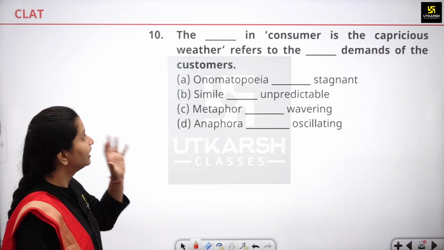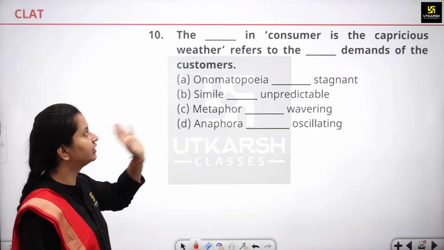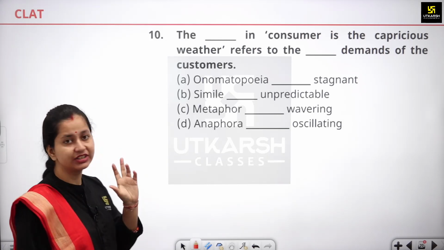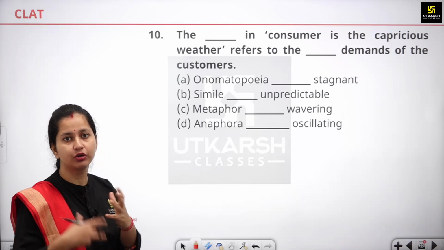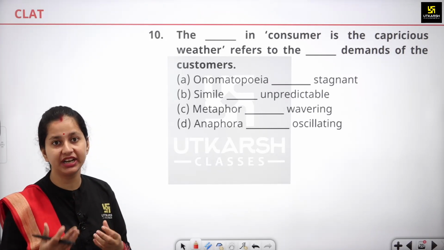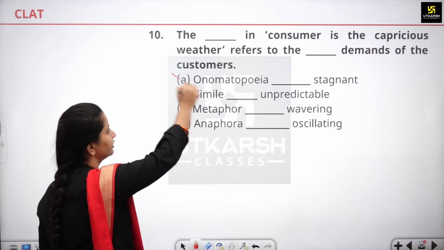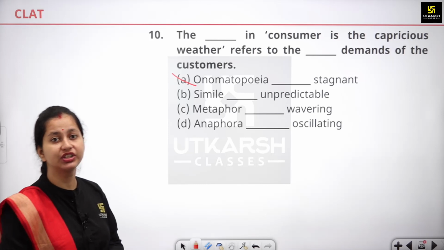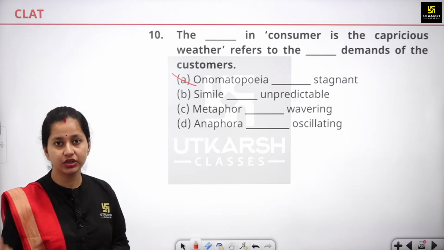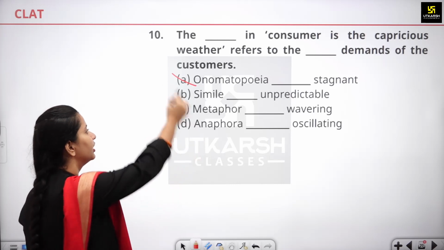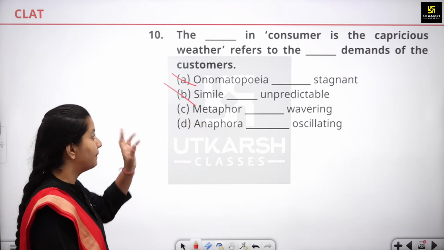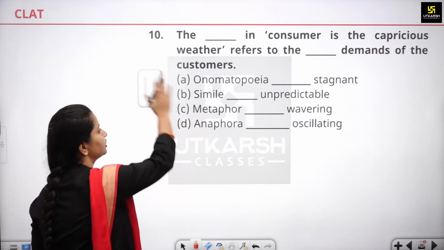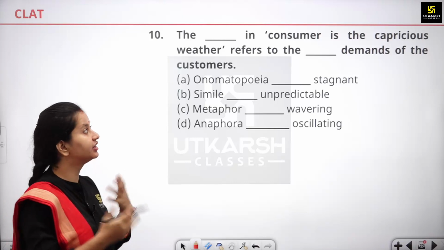Next question. The dash in consumer is the capricious weather refers to the dash demands of the customers. So whether it is onomatopoeia and consumer is the capricious weather. Onomatopoeia means when there are sound imitating words. So it was not there. Just cut it out. Second, the simile consumer is the capricious weather. For simile, like and as are the essential conditions which was not provided in this line. So we cannot say that it was simile. Metaphor could be there and anaphora was not there, because anaphora does not mean that consumer is the capricious weather.